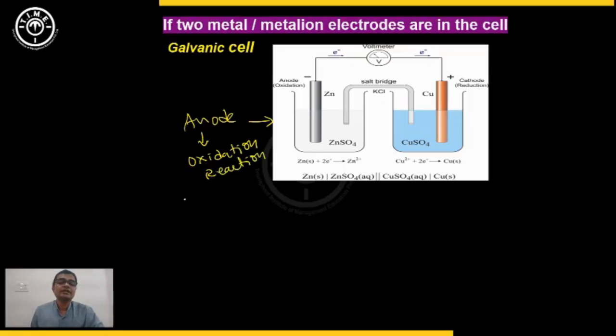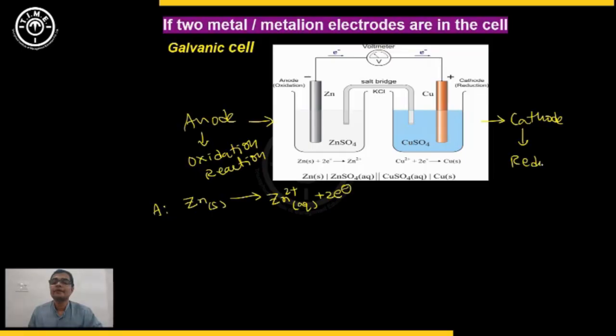What type of reaction here? Zinc is oxidized to Zn2+ ion, aqueous, by losing electrons. This is the reaction that takes place at the anode. Next, this one is a cathode, which is on the right side. At the cathode, always a reduction reaction takes place.